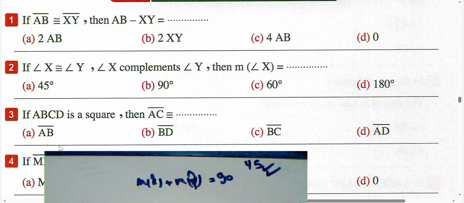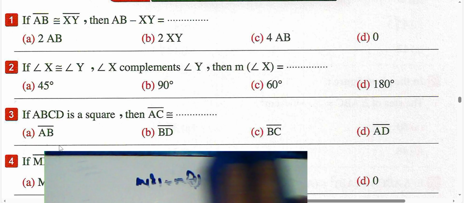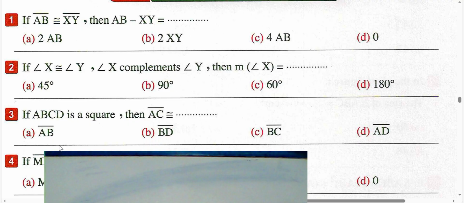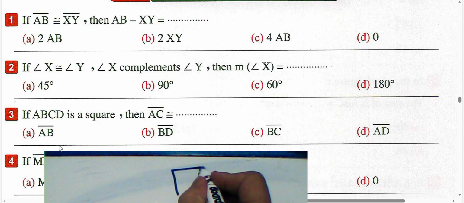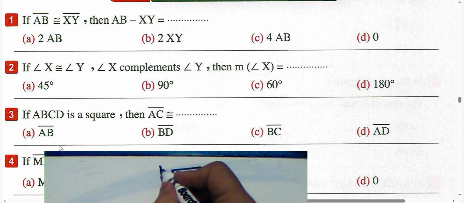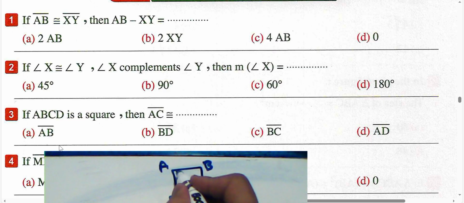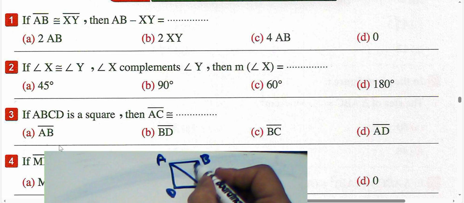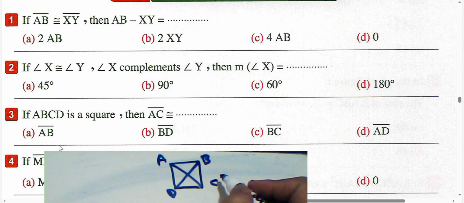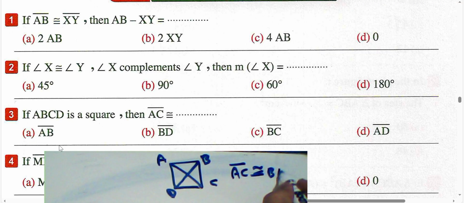Next, question number 3. ABCD is a square, then AC equals what? We know in a square all sides are equal in length, and the two diagonals are perpendicular and equal in length. We have ABCD. AB is a line segment and AC is a diagonal. Here, diagonal AC is equivalent to BD. Then line segment AC is congruent to line segment BD. Choose letter B.